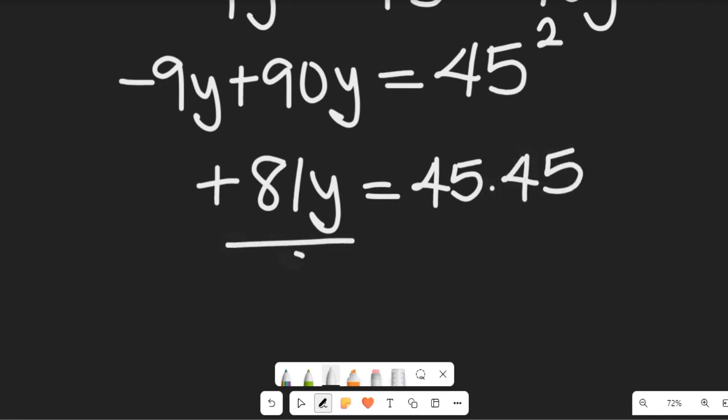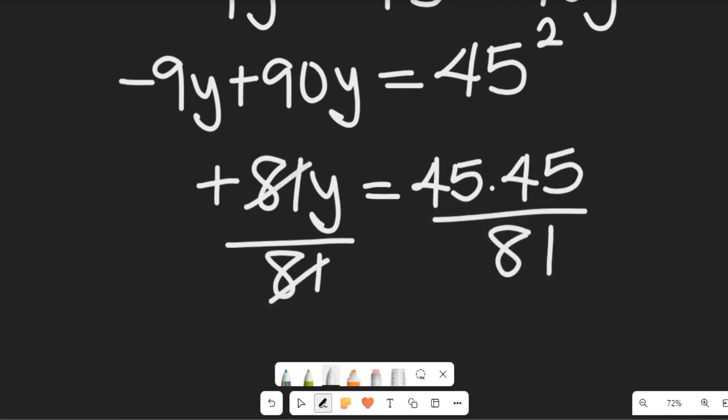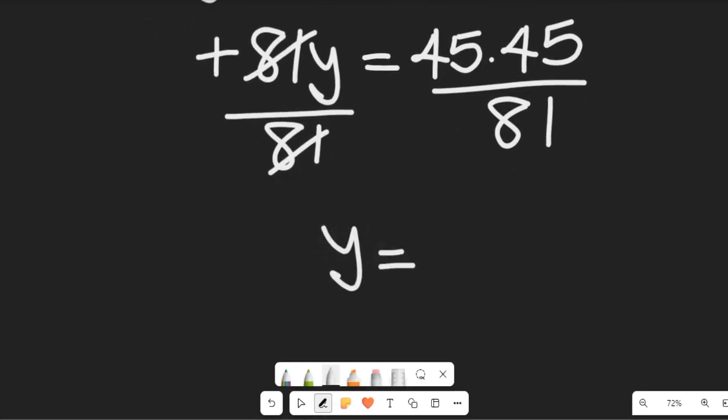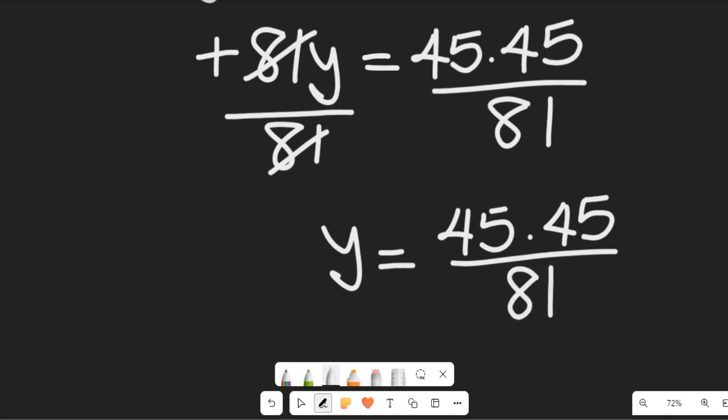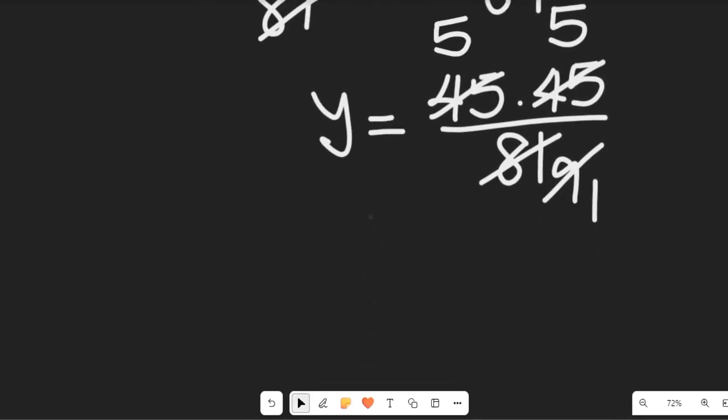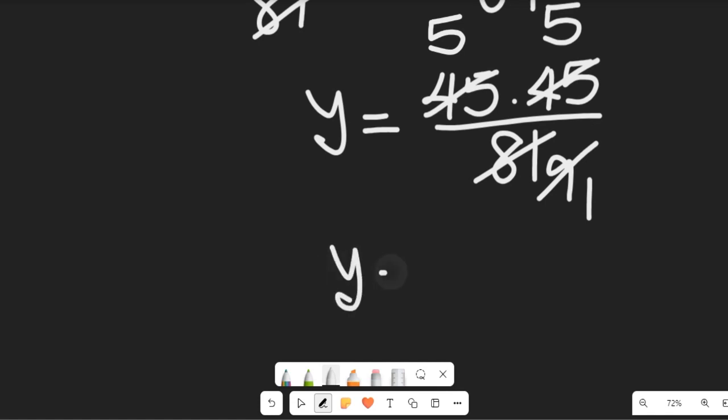So we can simply divide here by 81 and also divide here by 81. Our y will be equal to 45 multiplied by 45 divided by 81. So 9 goes into 45 to give me 5, 9 goes into 81 to give me 9, and 9 can go here to give me 5, and 9 goes into 9 to give me 1. So the value of our y will be equal to 5 times 5, which is 25.